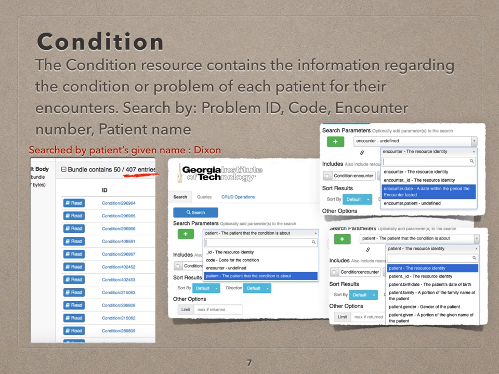name of Dixon. The other resource is condition, which contains the information regarding the condition or problem of each patient for their encounters, and it can be searched by ID, condition code, encounter number, and the patient name, as I'm showing here as well. And again, I searched by the patient name Dixon, and I found 407 entries for condition for patients with Dixon family name.